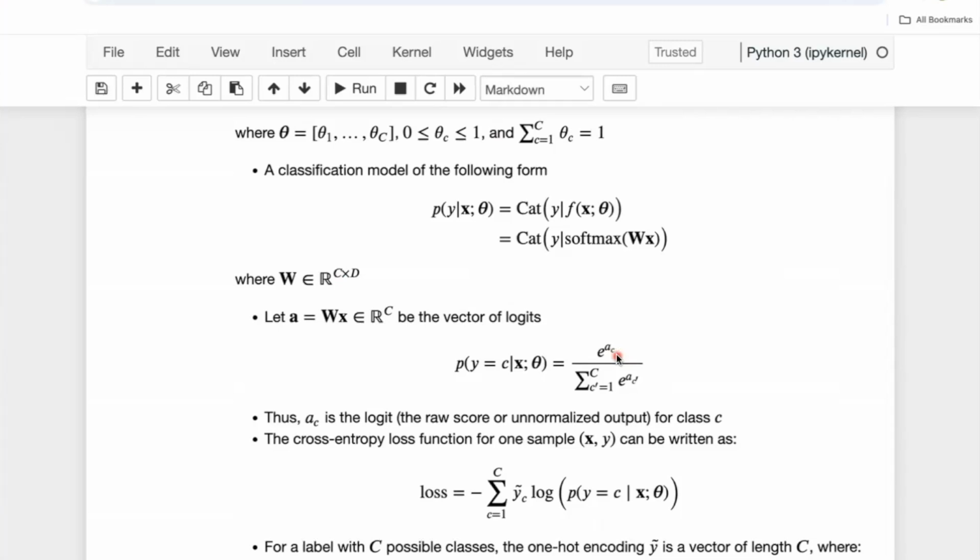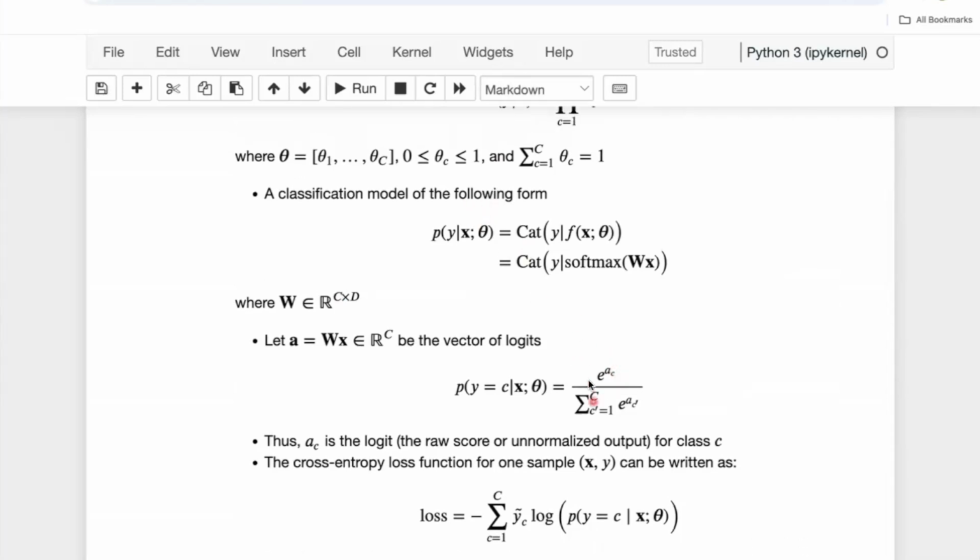In a homework assignment, I'll let you prove that all these transformations, when applied to these elements of A, give values from 0 to 1 and the sum of all of them is actually 1. But it is something that you can see relatively quickly just by looking at the form of this softmax function.